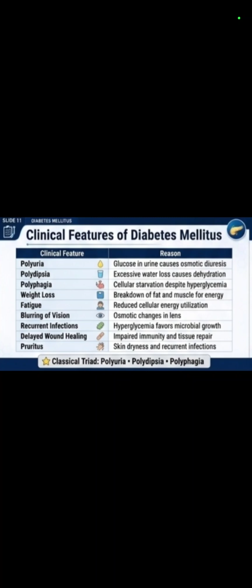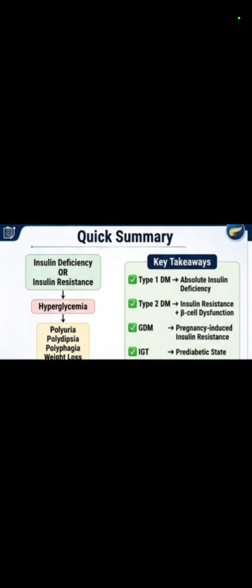Then weight loss: the body thinks it is under starvation and there is degradation of fat and muscle for energy. Blurring of vision occurs due to osmotic changes in the lens. Recurrent infections occur because glucose is the main source for a lot of bacteria, so they cause infections, and there is immunodepression in diabetic patients. That will also cause delayed wound healing, and pruritus is mainly due to skin dryness and recurrent infections. Now the quick summary: insulin deficiency or insulin resistance leads to hyperglycemia, causing polyuria, polydipsia, polyphagia.